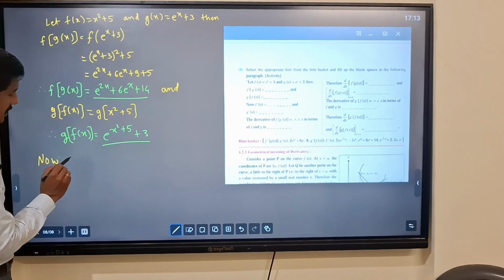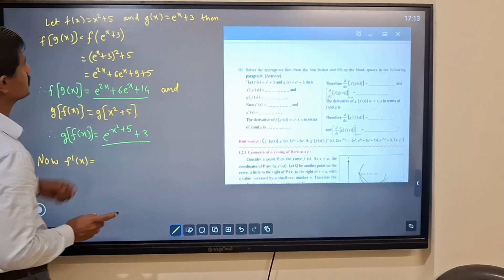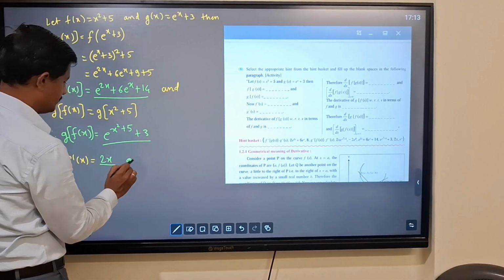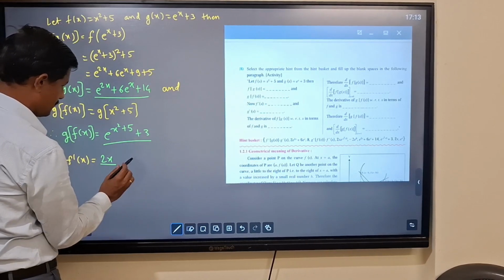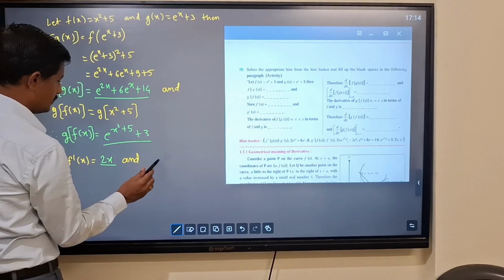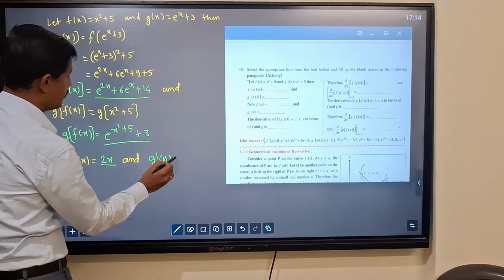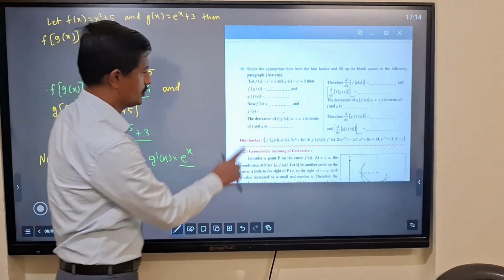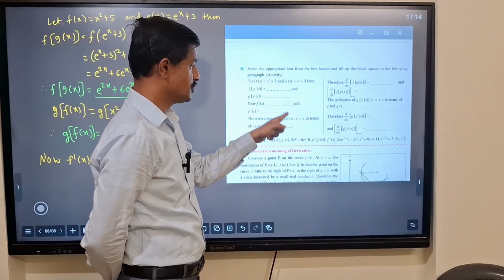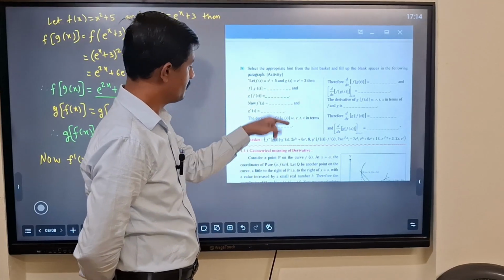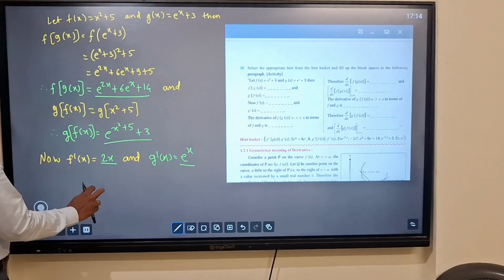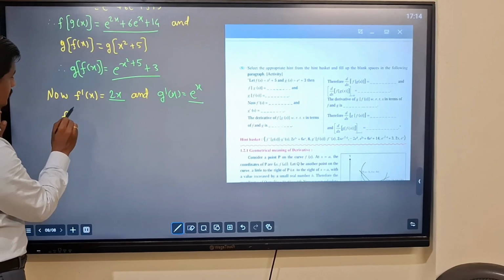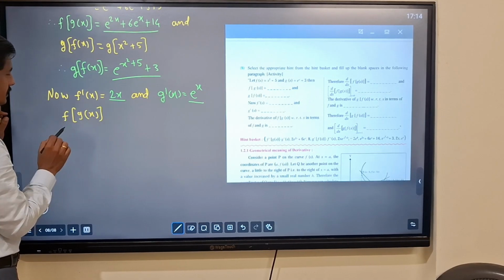Now f prime of x. So differentiation of f of x is what? That is simply 2x, and here g prime of x is what? Differentiation of g of x is e raised to x. Okay. Now the derivative of f of g of x with respect to x in terms of f and g is, okay, they asked f of g of x differentiation of this.